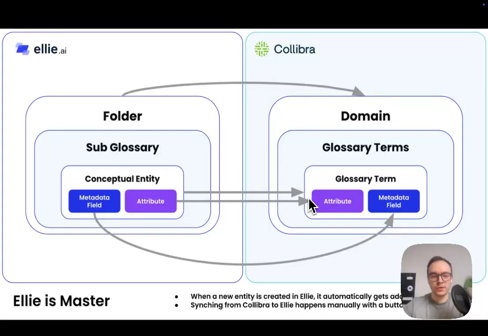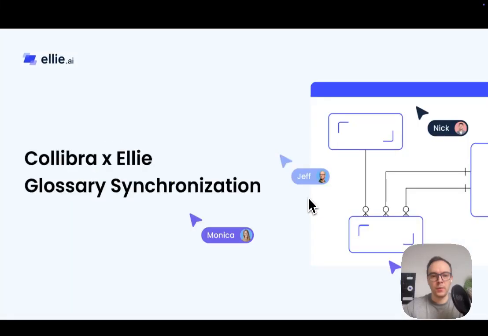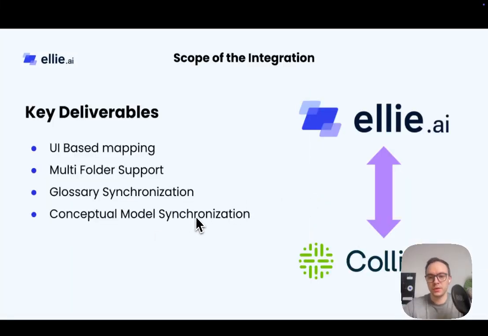And in the next release, which we hope to release very soon, we will also be adding our conceptual model synchronization, which will also allow you to bring models from Ellie into Collibra as assets. So you'll again be able to map out what asset represents a conceptual model, define what relationship entity has within the conceptual model asset in Collibra, and we will bring those models into your Collibra environment.